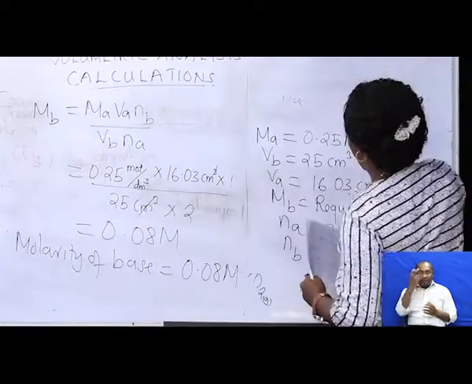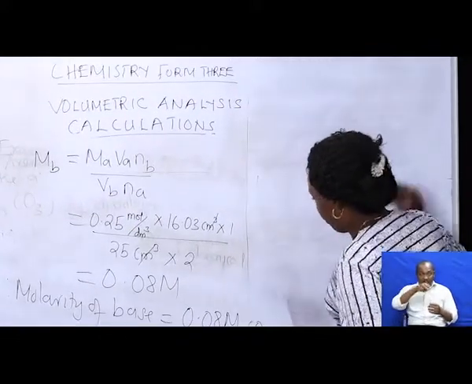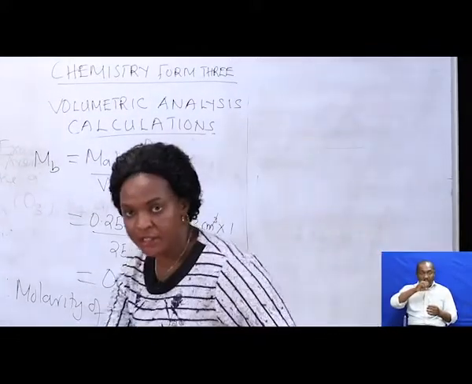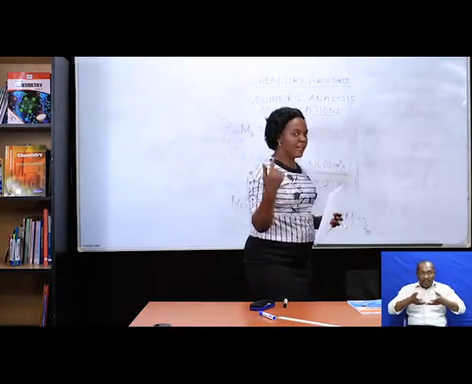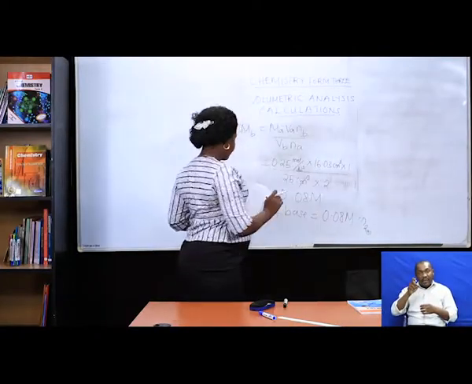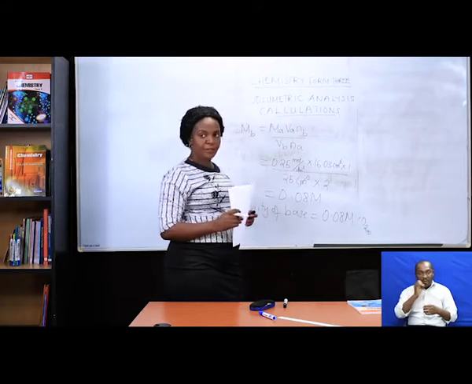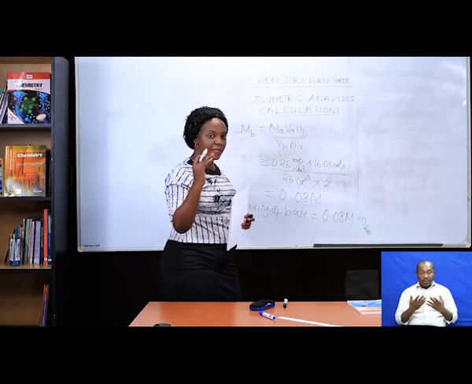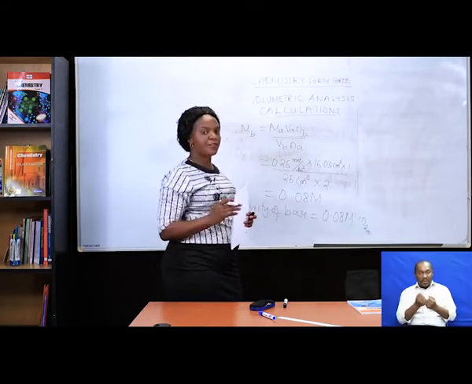Now the next is find the molar mass of metal carbonate. We have the molarity. We need to find the molar mass. You cannot get the molar mass if you don't have a concentration.